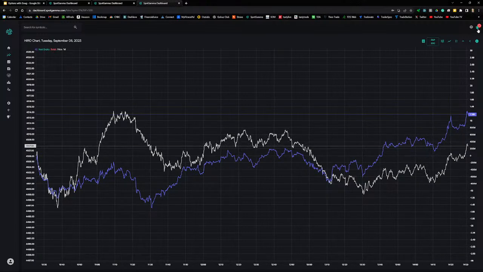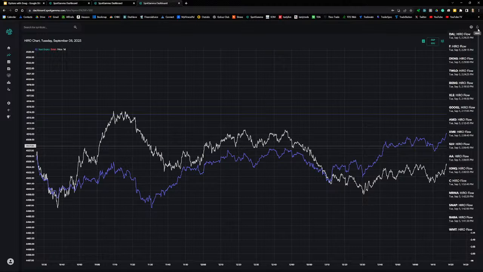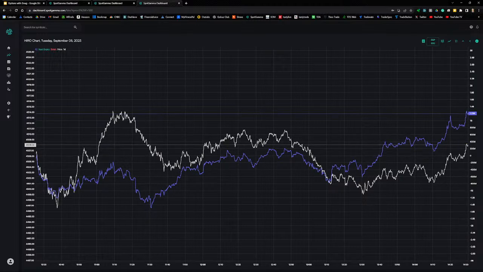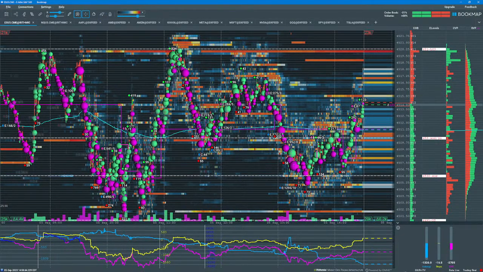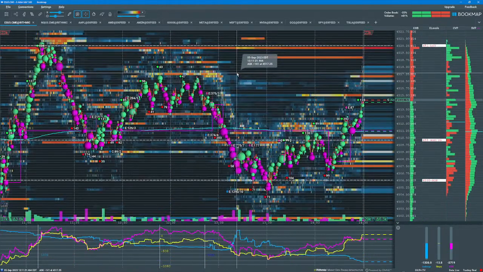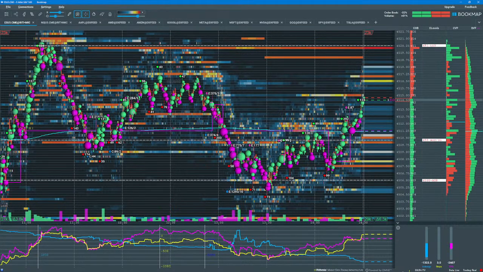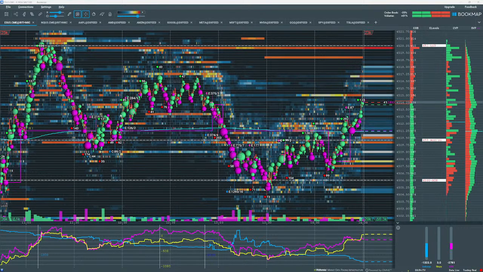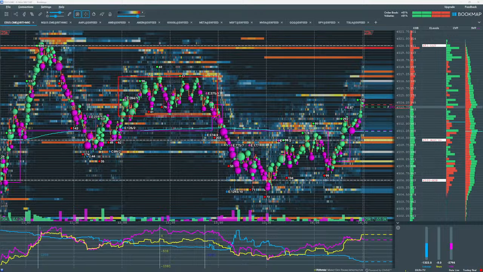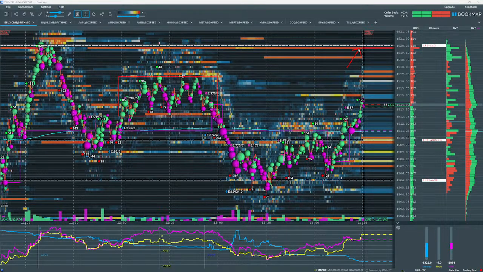Let's go back to Bookmap. All right, so if ES can make it above this level, then it looks like the next is 45.20, right at the SPY 451 large gamma 3 level.